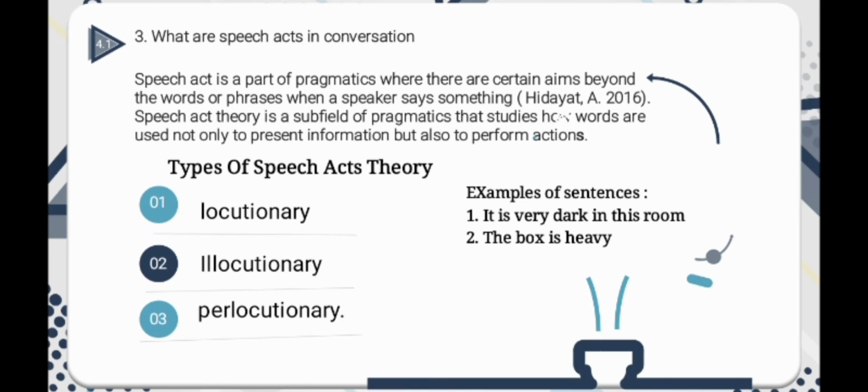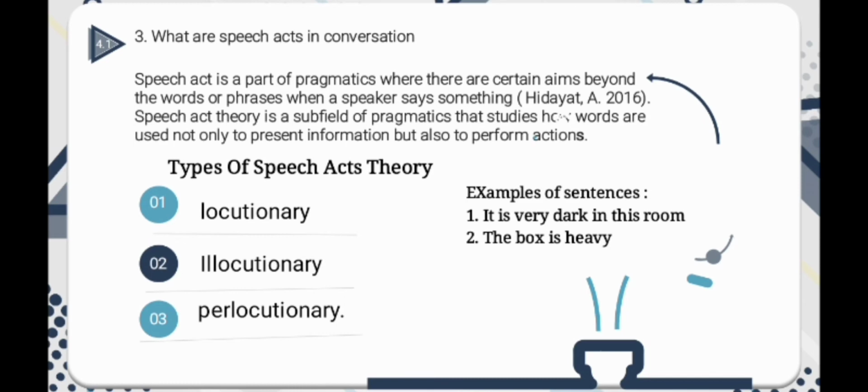And here there are three types of acts in speech act theory. First, locutionary. Locutionary speech acts are the action of saying something, the acts of saying certain expressions, both formed from a syntactic point of view and meaningful.